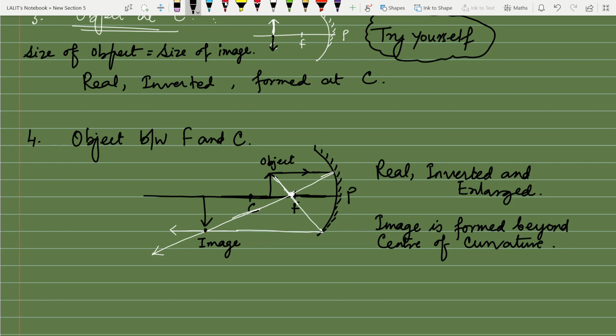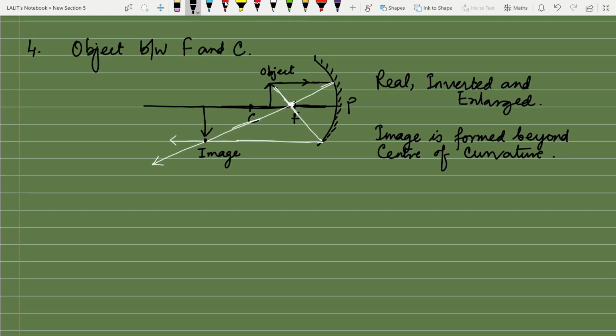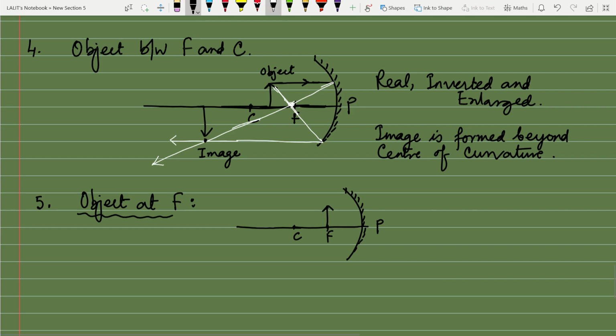Okay, now let us come to the fifth one. The fifth one is object at F. Let us see how the image is formed. So let us say this is the concave mirror. We have got the principal axis, pole, focus, center of curvature. We are taking the object at focus. If we take the object at focus, we cannot pass the ray through the focus now. So one of the rays goes parallel and passes through the focus after reflection. We can use the fourth rule here. Allow the ray to strike the pole this way and this would get reflected back.